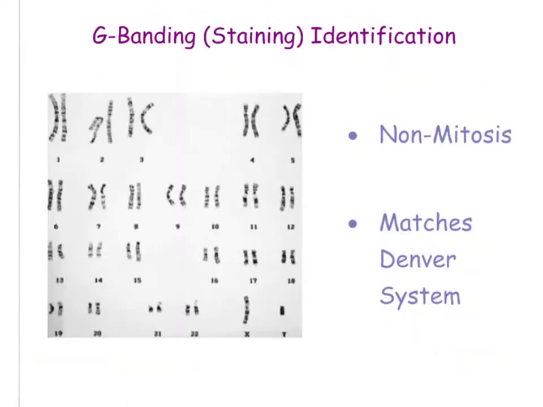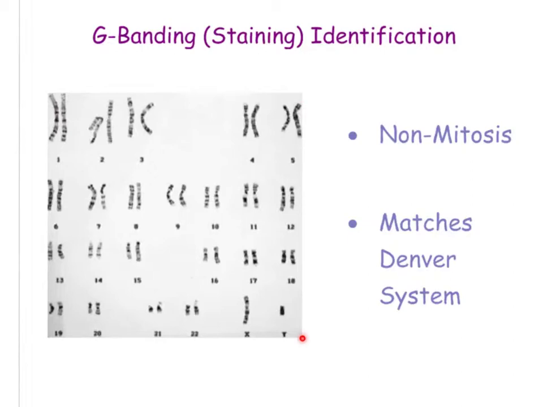G-banding or staining identification techniques are used as well. They match the Denver system very closely. And basically what happens is the stains will stain the different genes to different degrees, and you get these little bands on the different genes. And that's another way to be able to identify them.